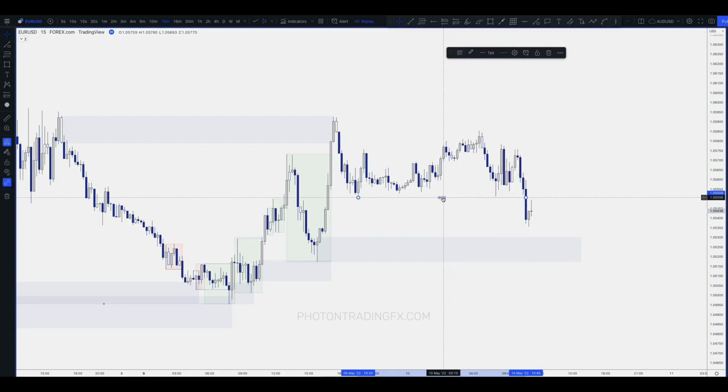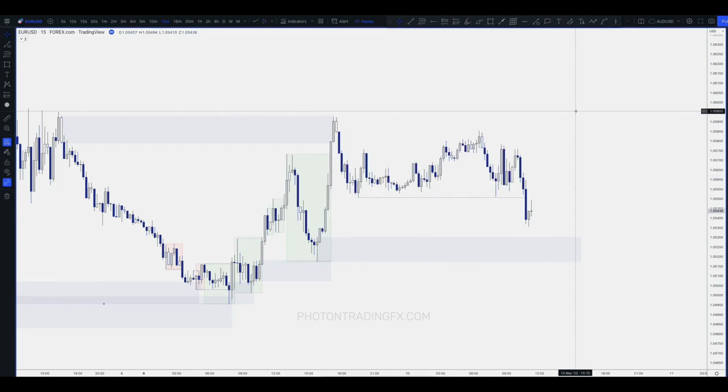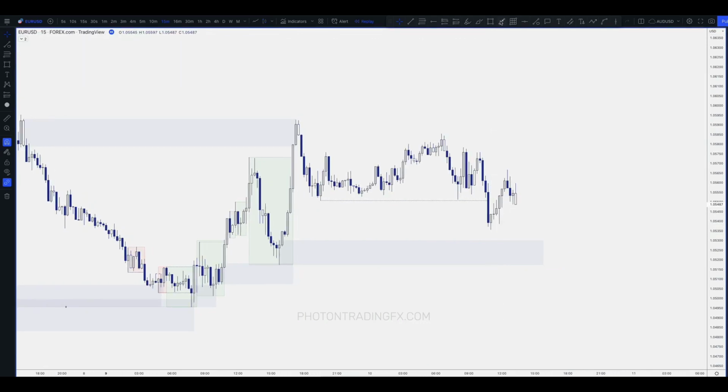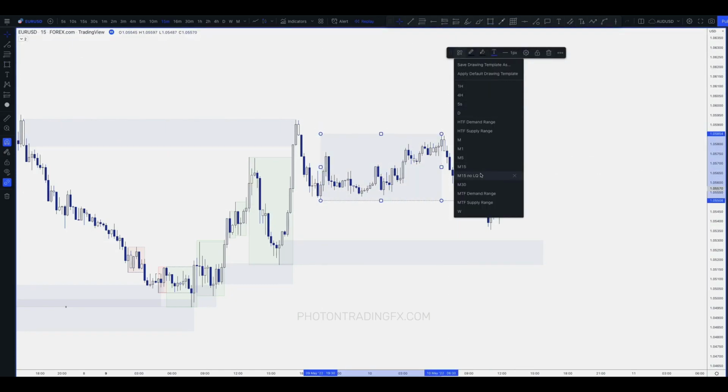Let's do that and get rid of the lines, and then see what happens. We pull back. So this is what I mean. You could, in theory, if you really want to look at the bigger one, get a bit more advanced.